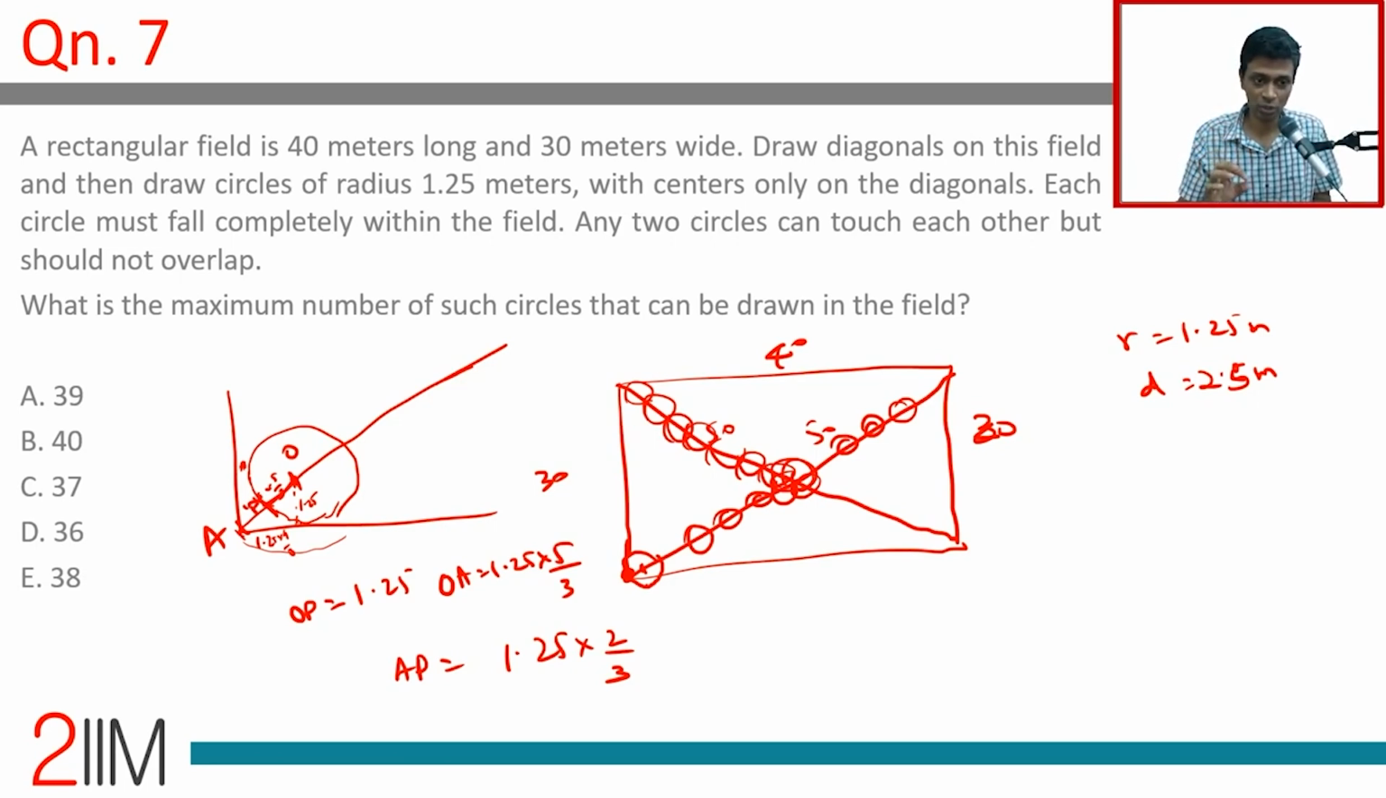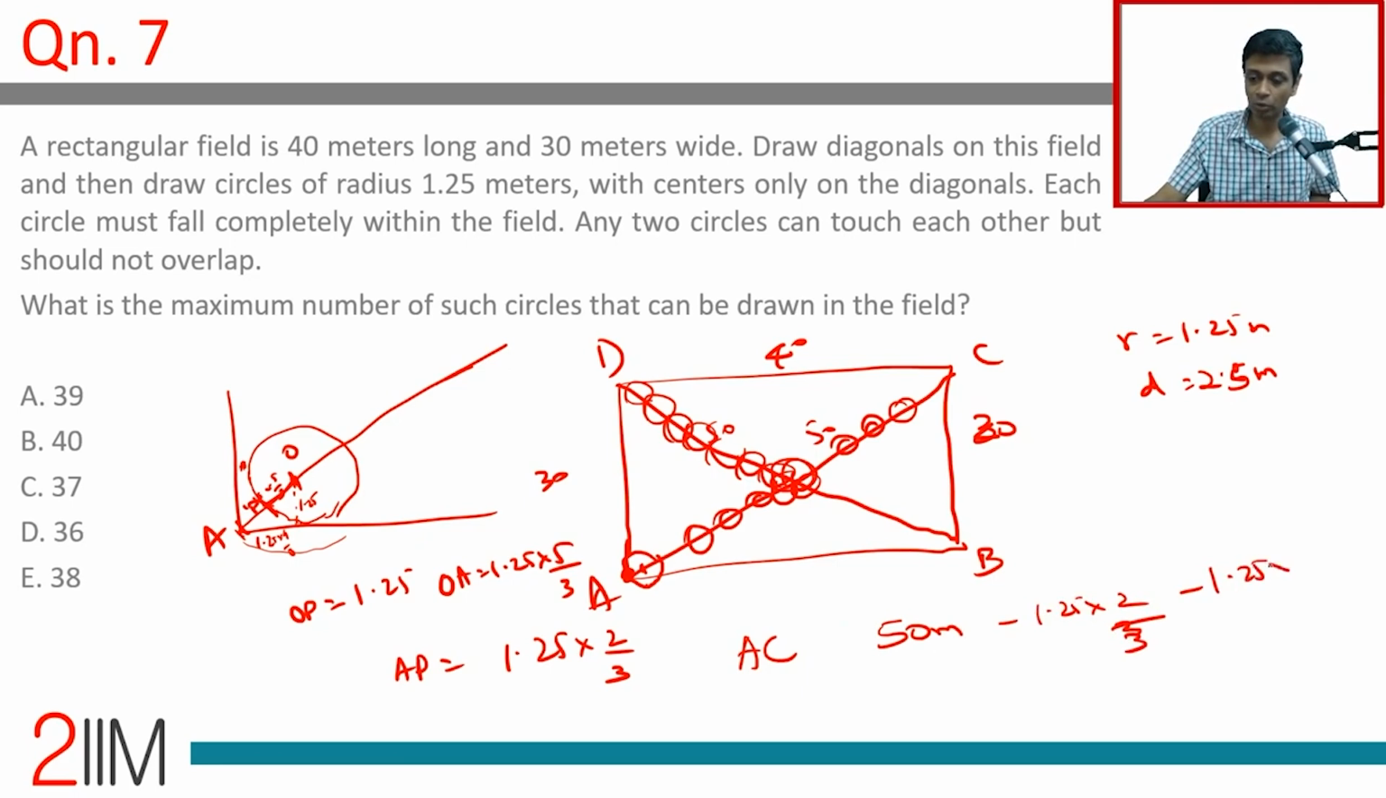diagonal, which cannot have a circle. So that we are going to lose out in that 50 meter length of the diagonal. So keep that in mind. So 1.25 into 2 by 3 does not have a circle part. So in one diagonal, we cannot squeeze in 20 circles, which is why it's such a beautiful, delightful question. So if we take one diagonal, let's say we take diagonal AC, out of the 50 meters, we lose a 1.25 into 2 by 3 and another 1.25 into 2 by 3.